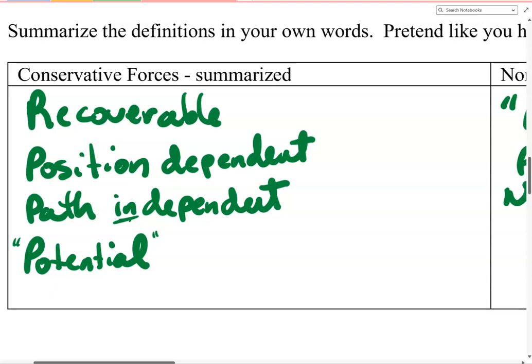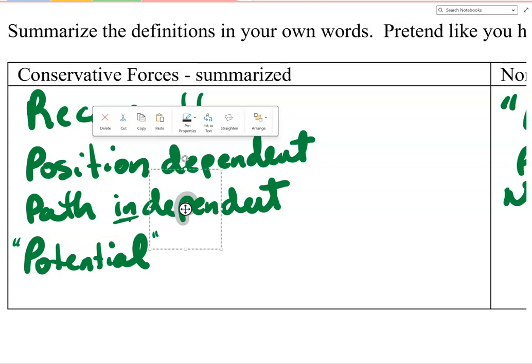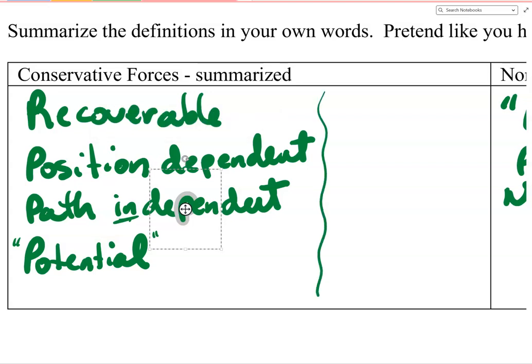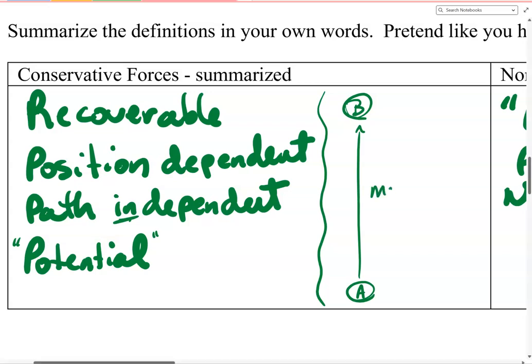So when we talk about the idea of recoverable or position dependent, let's do this in the context of gravitational potential energy, or forces due to gravity. If I were to take an object and place it here, sitting on a table at position A, and I were to raise it up to position B, I've now increased the gravitational potential energy. We can calculate that with this little formula here. And so it has more potential energy, but the position of the object, whether it's at A or B, is what determines how much potential energy it has.